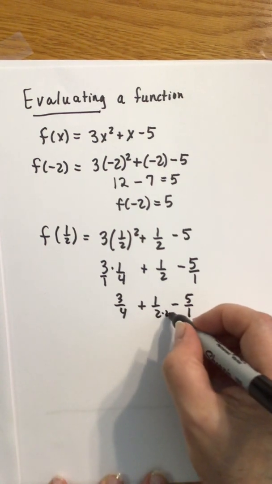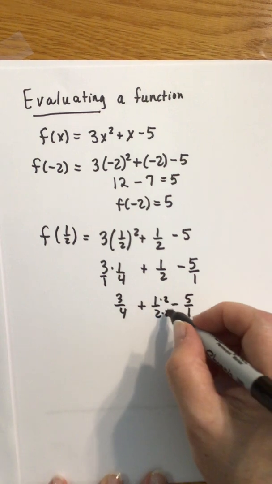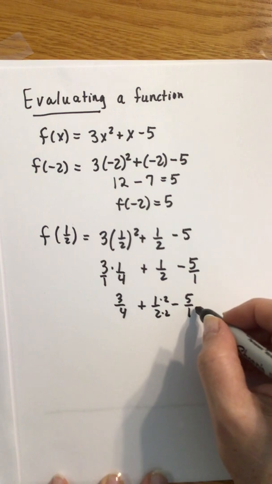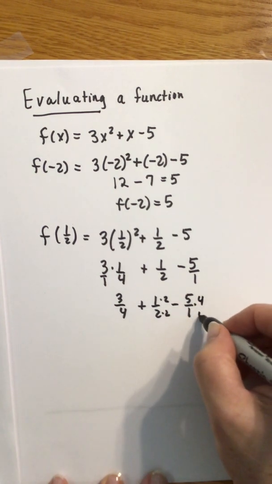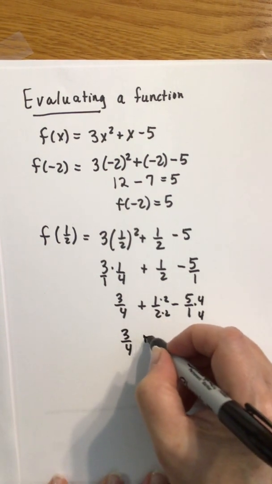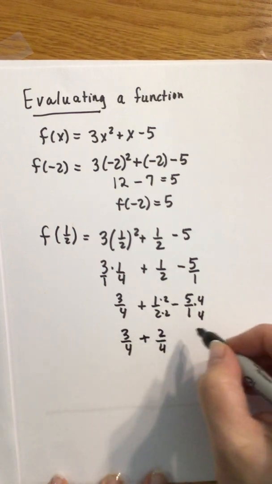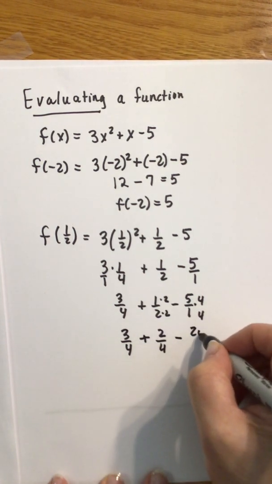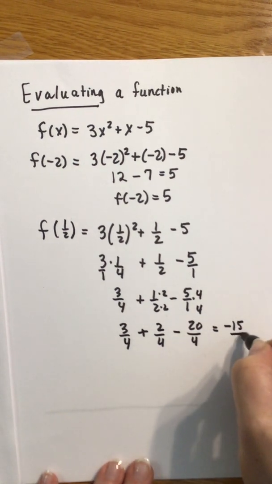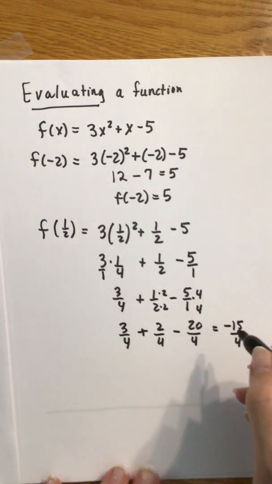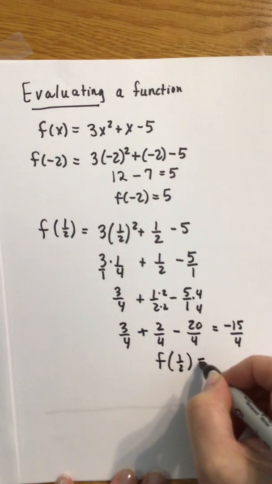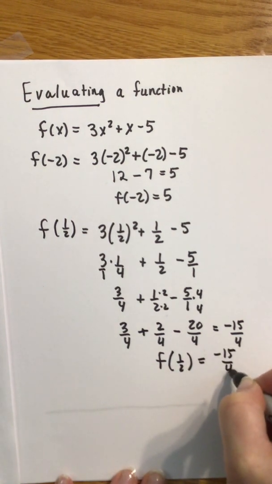So this would be times 2 over 2. As long as we multiply the same thing in the numerator and the denominator, we're still going to have an equivalent fraction. So over here, what am I going to multiply by? 4 over 4. So I have 3 over 4 plus 2 over 4 minus 20 over 4. So we get our final answer to be -15 over 4: 3 plus 2 minus 20. So we have f of 1/2 equals negative 15 over 4.